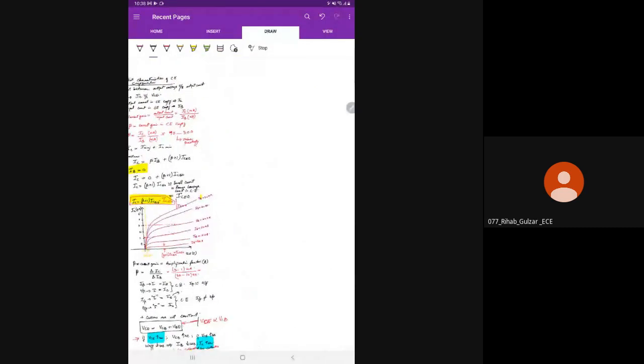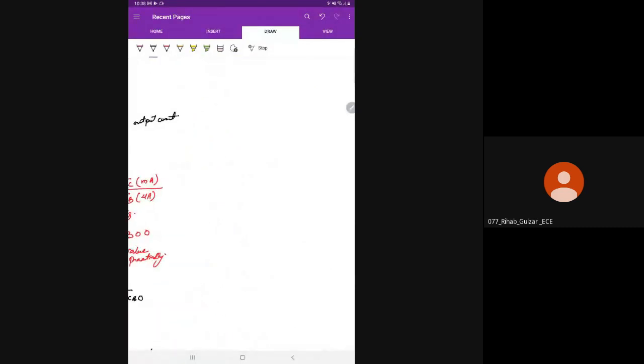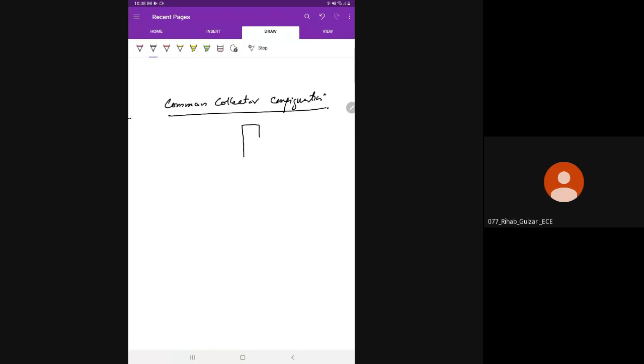So we have now third configuration, which is known as common collector configuration. And in common collector configuration, you know that collector is common to both input and output ports. So if this is N, P and N device, and you have somewhere here emitter, you have base here, collector is the common terminal. Collector is the common terminal.